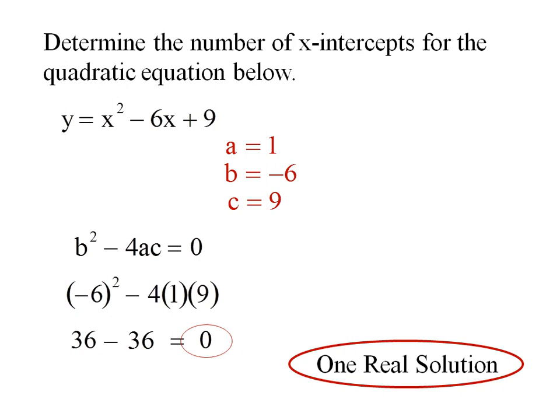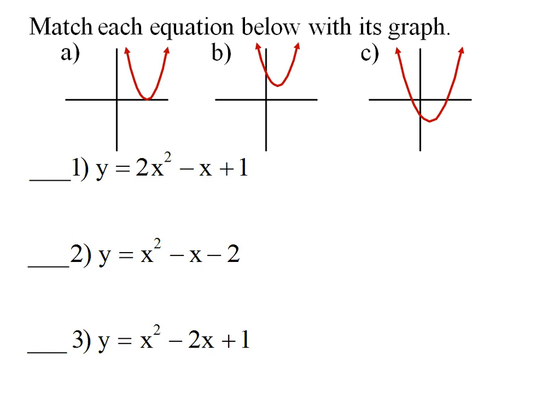So that takes care of the 3 examples: 1 solution, no solutions, or 2 solutions. Now let's look at 3 examples where we actually have to play a little matching game. We would want to figure out which of these 3 equations is going to represent 1 solution, no solution, or 2 solutions. So let's begin with number 1.